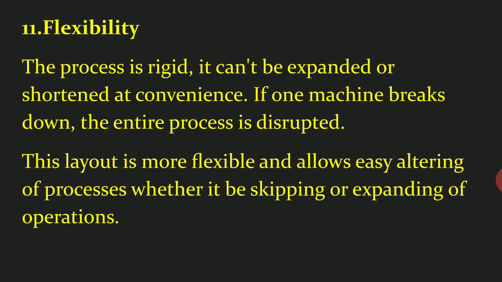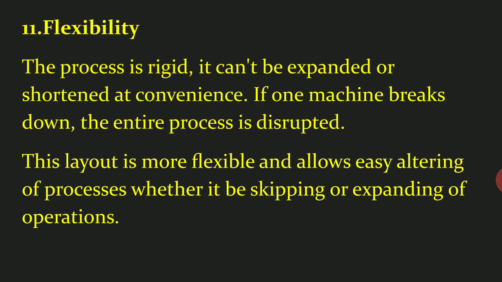If one machine breaks down, the entire process is disrupted. So if at stage 3 the machine is not working, then you can't carry the product to stage 4 and 5. That means it is highly inflexible. Product layout has its own advantage of high production, but it has this disadvantage of inflexibility also. It's not at all flexible, it is very rigid, and you cannot make changes according to convenience.